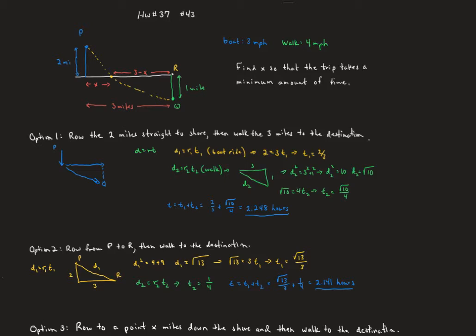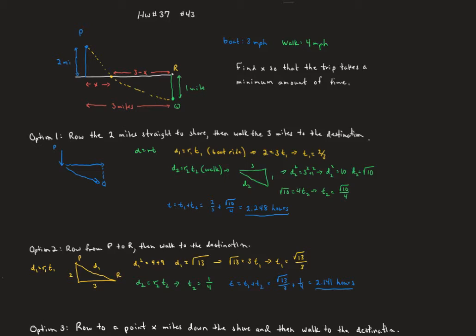The distance 1 equals rate 1 times time 1 is the boat ride. That's just the distance of 2 miles we're going to row straight to shore, equal to the rate, the speed of the boat, 3 miles per hour, times a T1 that we don't know. If we solve for T sub 1, we divide by 3 and say that part of the trip is going to be 2/3 of an hour, just rowing the boat straight to shore.